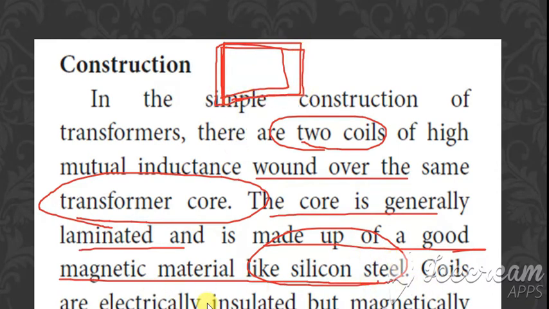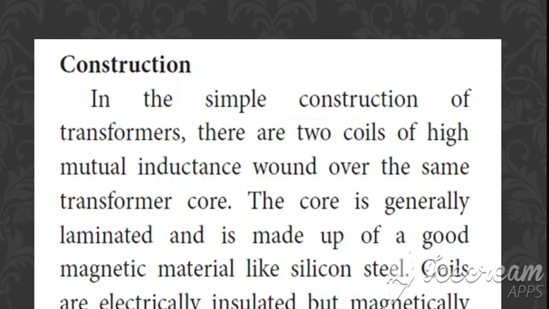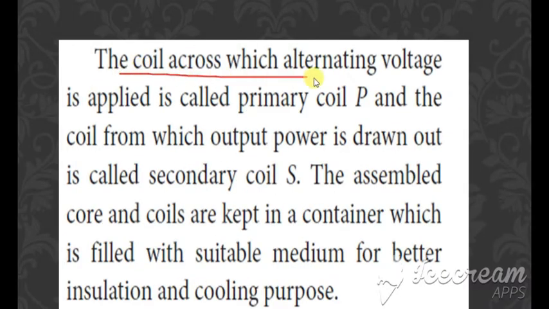Then the coils are electrically insulated but magnetically linked. From here to here, electrically it does not pass, but magnetically it is linked. So this is the construction of the transformer. It consists of two coils which are wound over the same laminated transformer core, made up of silicon steel, and they are electrically insulated but magnetically linked. The next is the coil across which the alternating voltage is applied; that is called the primary coil.